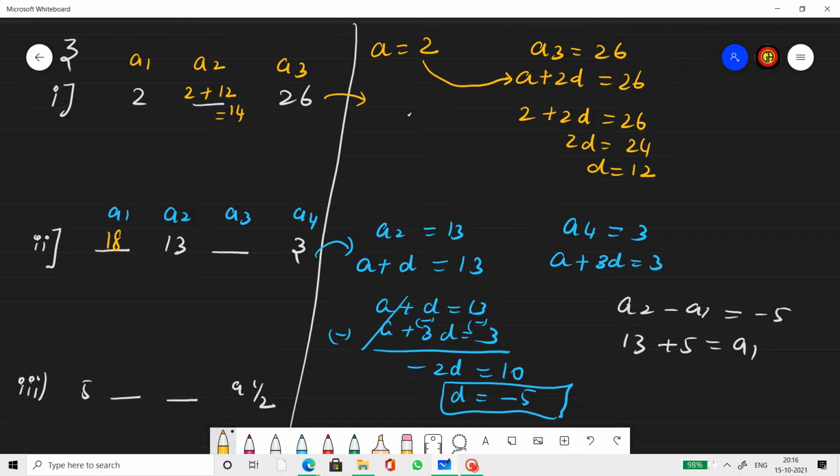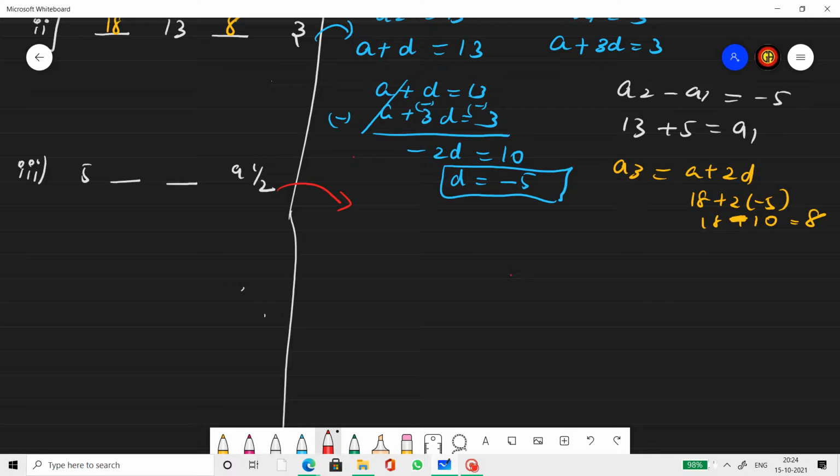Now we'll go to A3. A3 will be A plus 2D. D is minus 5 and A is 18. So 18 plus 2 into minus 5, so 18 plus 10 minus 10... that's 8.